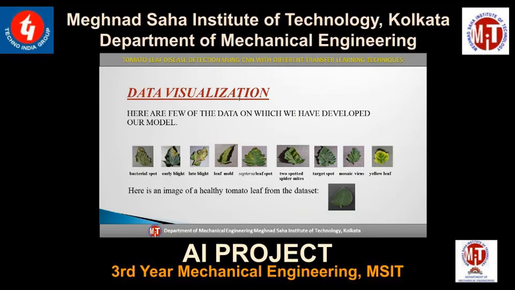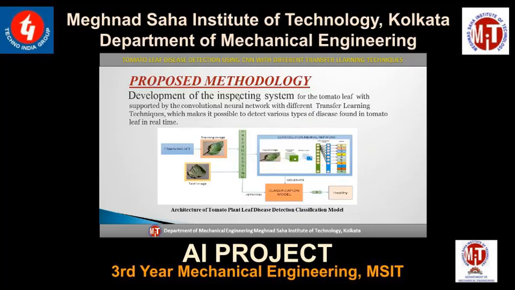So here we have trained almost 10,000 images, and here are the images of the type of each of the diseases that we have trained, that is bacterial spot, early blight, late blight, leaf mold, septoria leaf spot, two-spotted spider mites, target spot, mosaic virus, and yellow leaf. And also here is an image of a healthy tomato leaf. We have trained 10,000 images for our model. From this proposed methodology, my friend Anuj will continue.